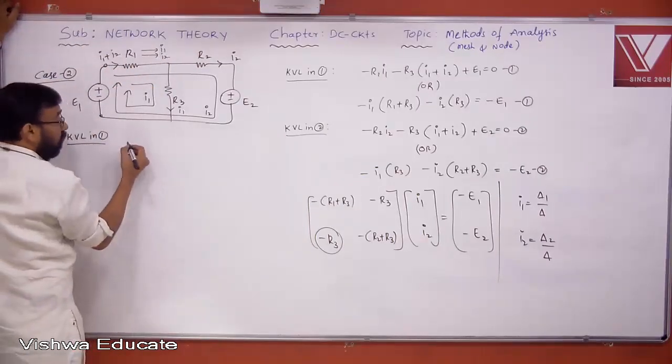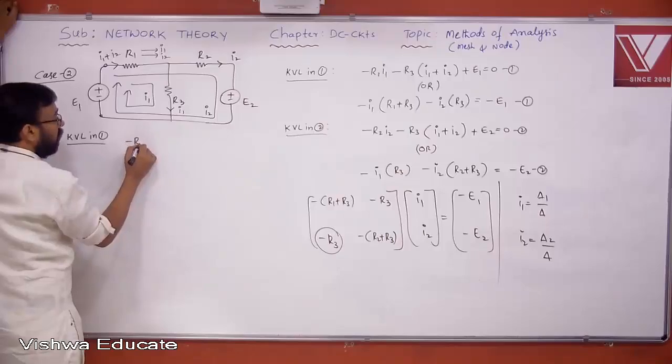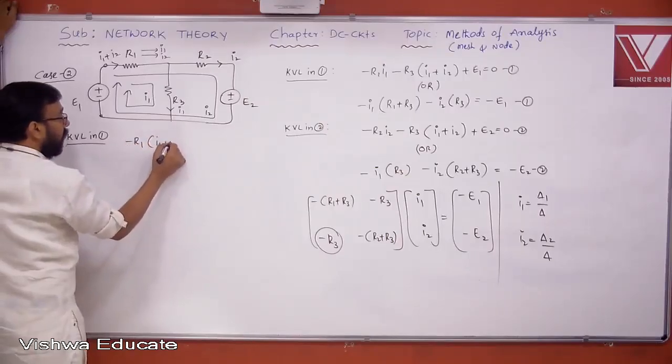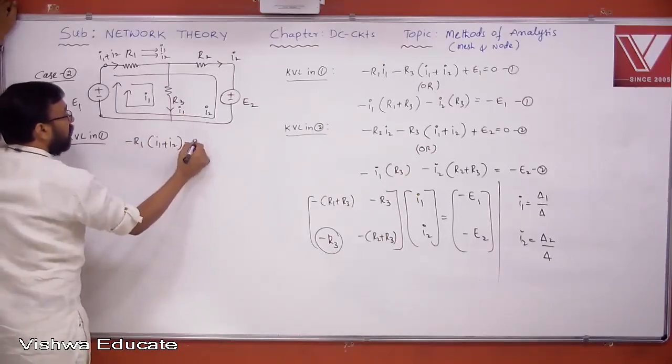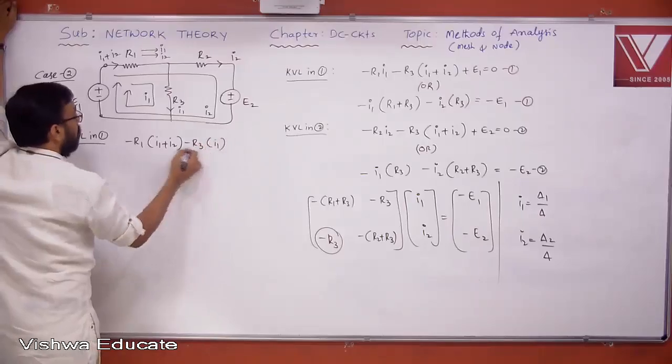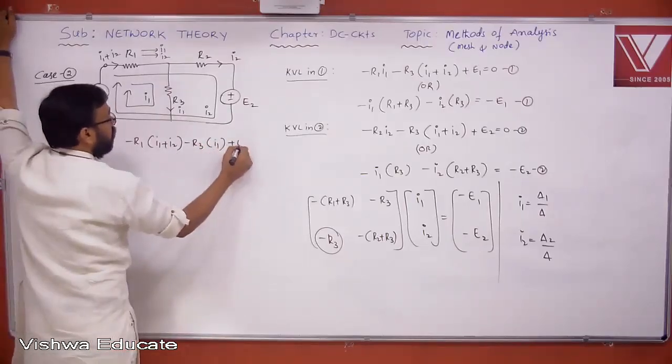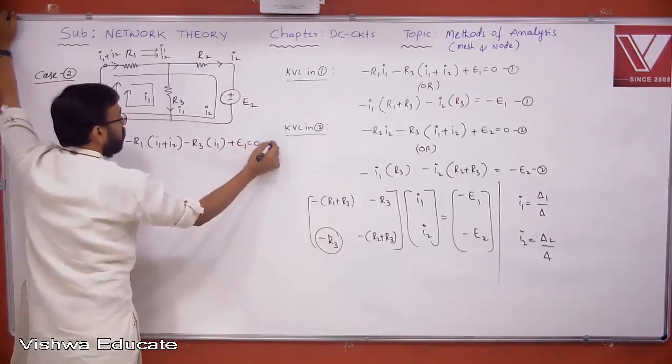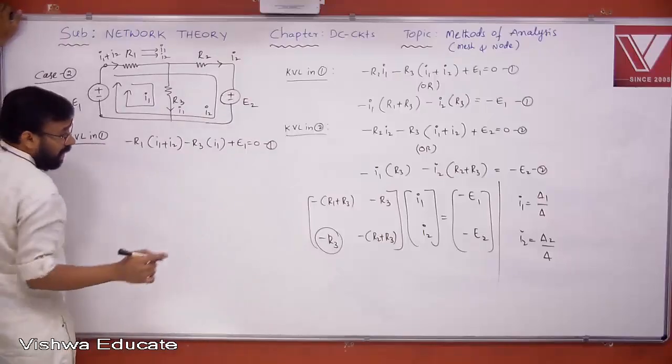Now KVL in loop 1. How do you write? Minus R1 (I1 plus I2) minus R3 I1 plus E1 is equal to 0. This is the first equation. And we write that by inspection directly in the matrix form.